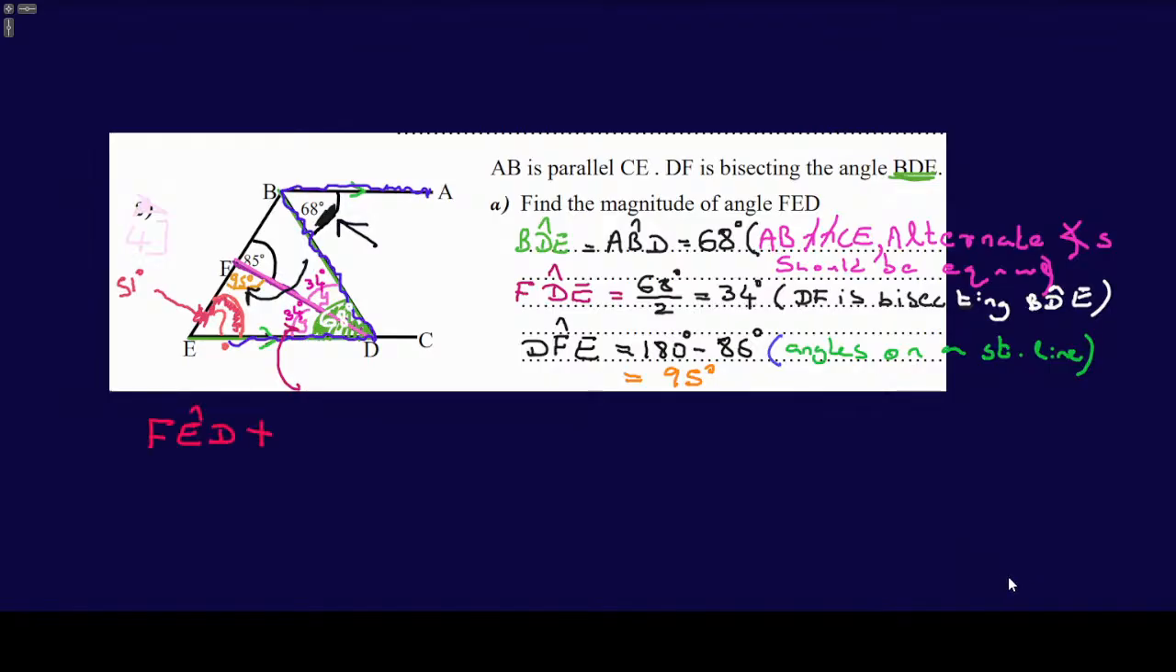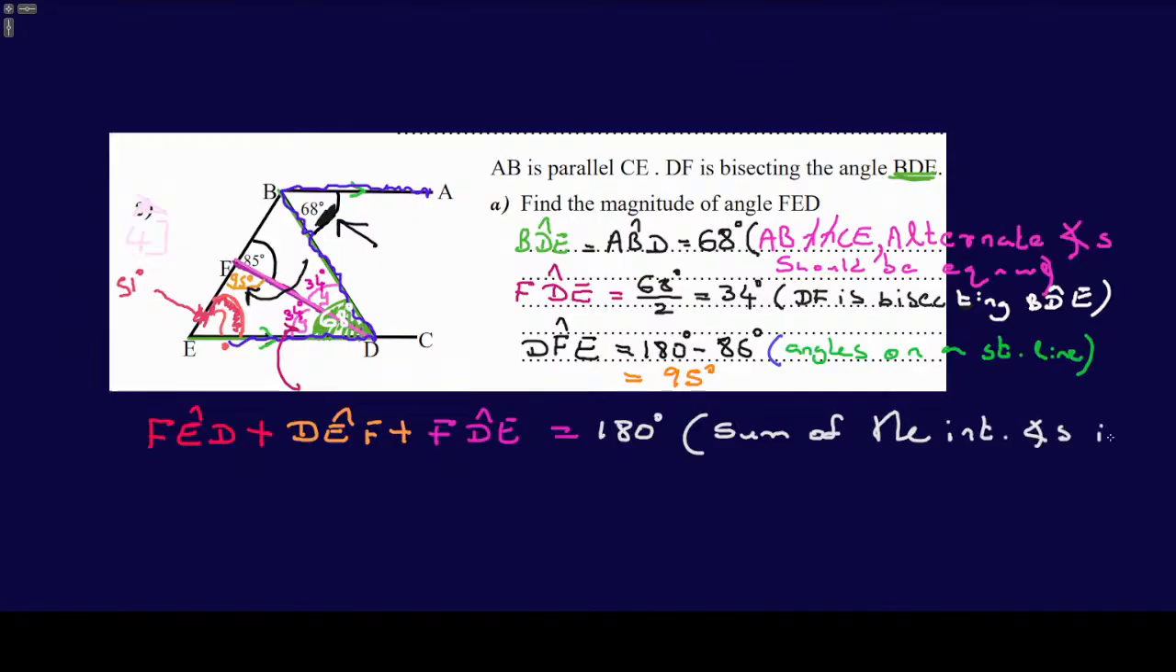FED plus then the orange angle DEF plus then the pink angle which is 34, the 34 which is at the bottom, that is FDE. All three of them together should make 180 degrees. Why? Sum of the interior angles in a triangle.